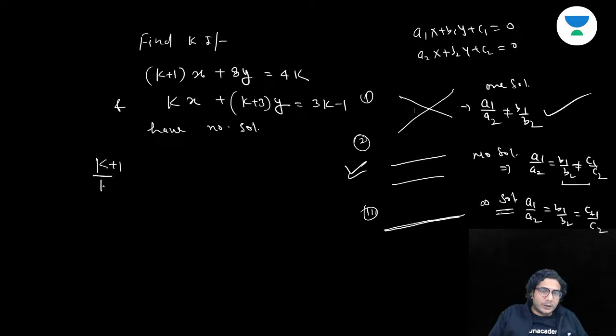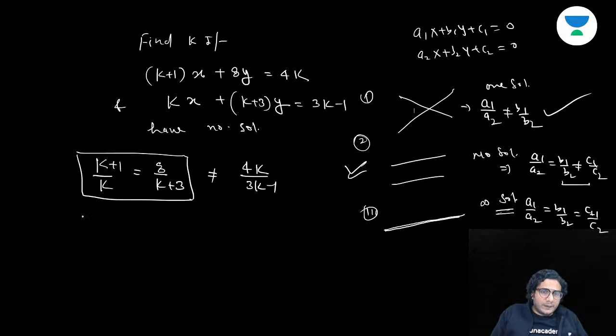So (k plus 1) upon k should be equal to 8 upon (k plus 3) but should not be equal to 4k upon (3k minus 1). So let's solve this one first. If I solve it, it is going to be k square plus 4k plus 3 is equal to 8k. So we'll get k square minus 4k plus 3 is equal to 0. So we'll get k is equal to 1 or 3, alright.